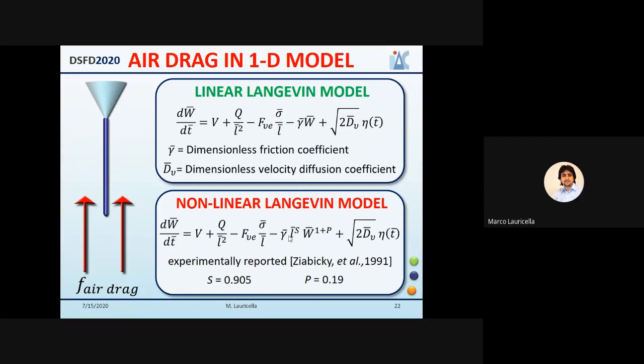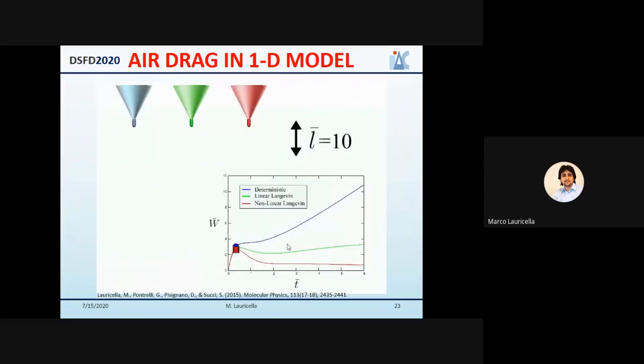In few words, the more stretched the jet is, the larger is the surface of contact between the jet and the surrounding air, and the higher will be the drag friction. Apart the weird parameters S and P, which are experimentally assessed.